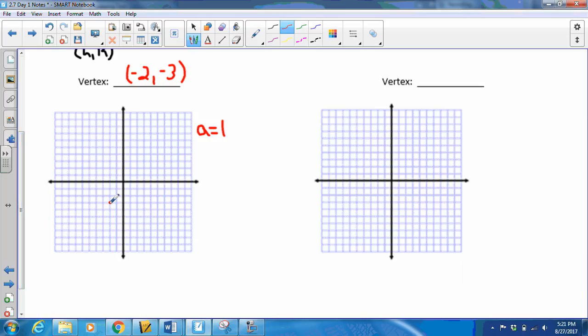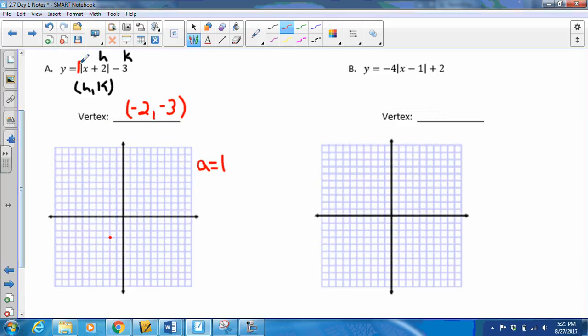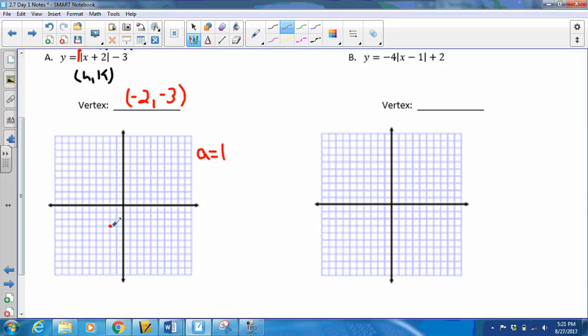So now going here, we can tell we don't have a negative sign in front of our A value. So you can already tell if we don't have a negative, this should be opening up. And that means that our rise is going to go up instead of down. So going from my vertex, I'm going to go up 1 and then to the right 1, up 1 to the right 1. And then I just kind of keep going on.